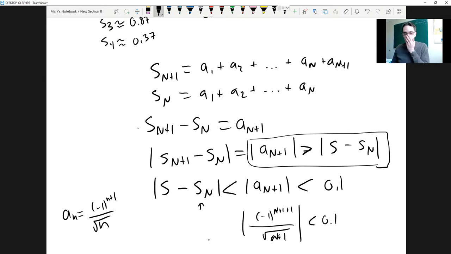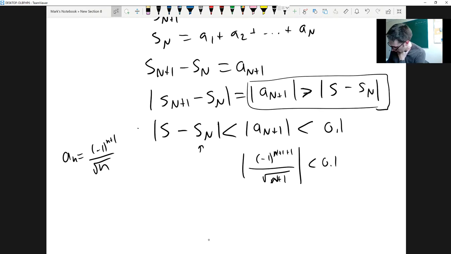Okay? So if we go out far enough in our sequence, so that the next term is smaller than 0.1, we'll know we've gone far enough. And so let's simplify that a little bit. Notice the numerator is just -1 raised to a power, so the absolute value of that is just 1. And the denominator is a square root, which is positive, so the absolute value doesn't do anything to that. And so we can simplify that to 1 over root n plus 1 is less than 0.1.